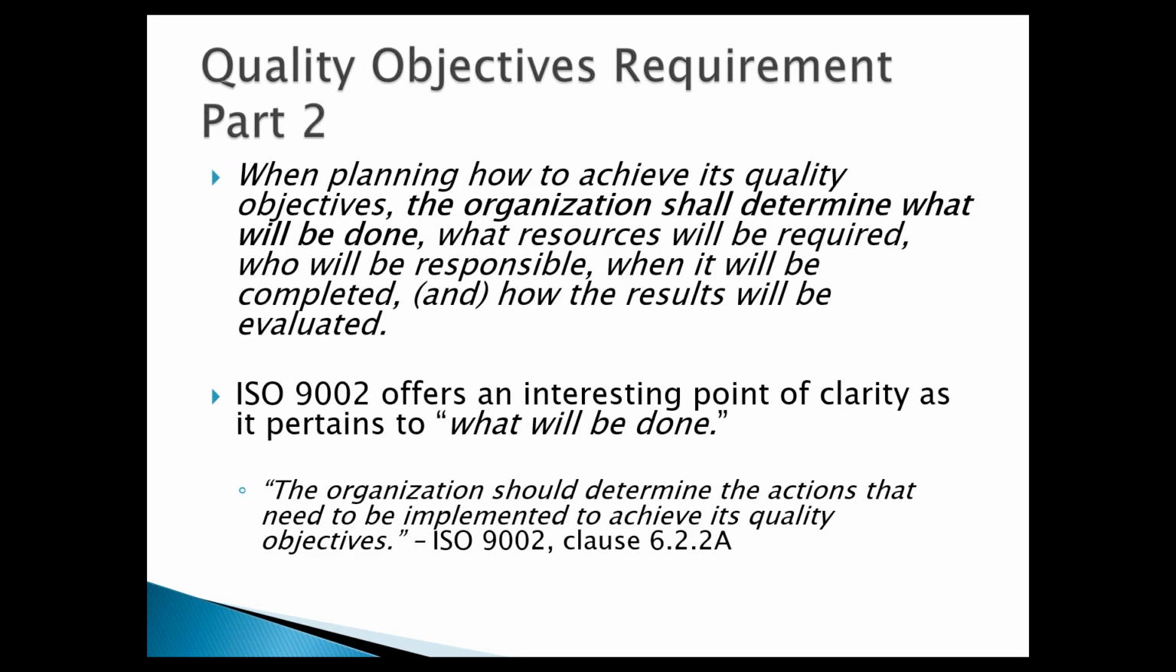The second part of the quality objectives requirement reads as follows. When planning how to achieve the objectives, you will determine what will be done, what resources will be required, who's responsible, when it will be completed, and how the results will be evaluated. Now, it's interesting, the ISO 9002 standard, the supplemental standard, gives a little bit of clarity on what they mean by what will be done. The organization needs to determine the actions that need to be implemented to achieve the quality objectives.